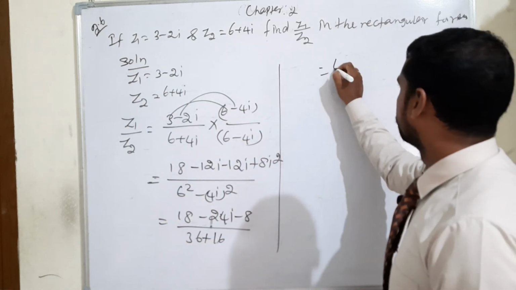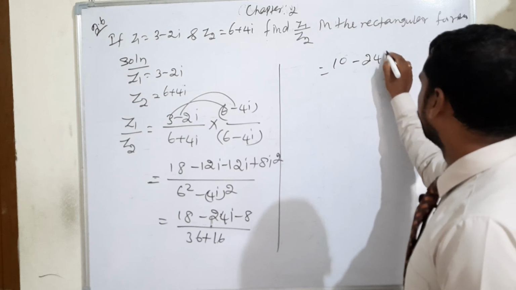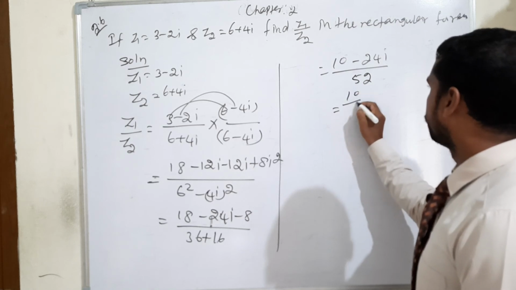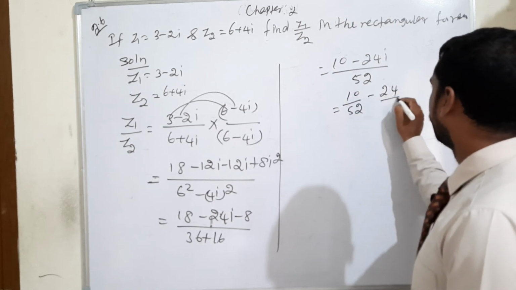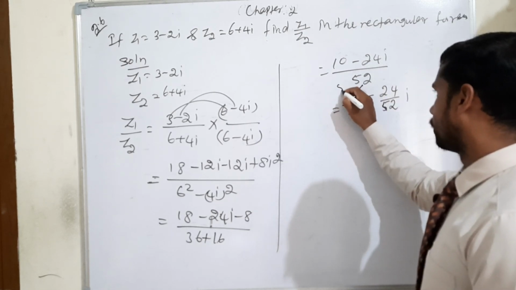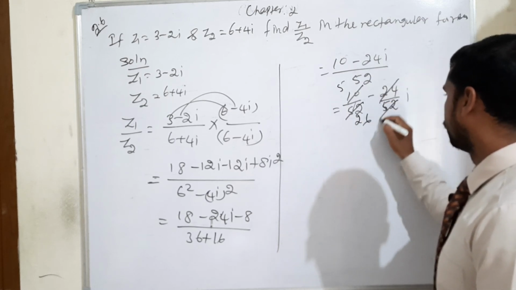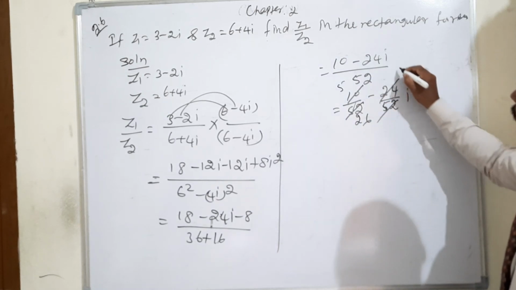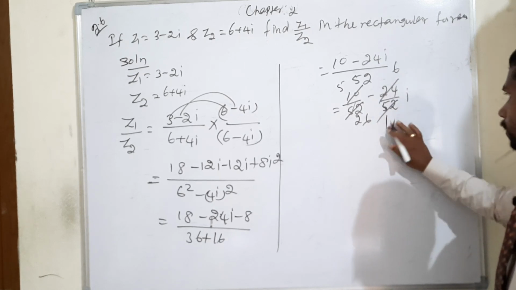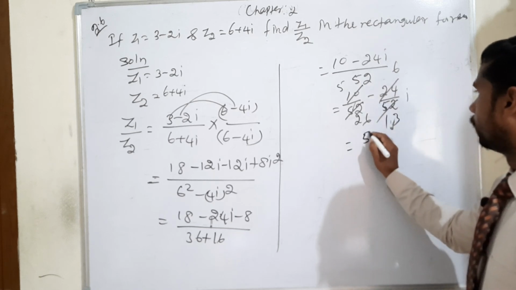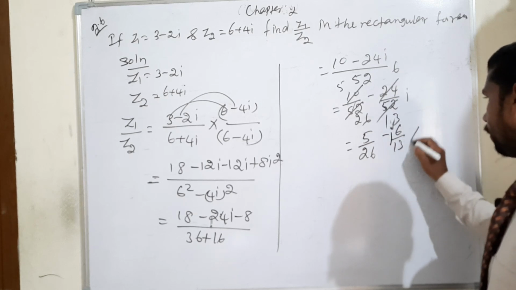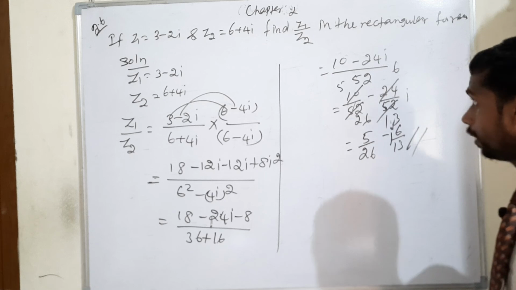Now 18 minus 8 is 10, minus 24i, divided by 36 plus 16, which is equal to 52. Separating, it is 10 by 52 minus 24 by 52i. Again 10 by 52: 5 times 26 is 52. For the second part, 24 by 52: 6 fours are 24, and 13 fours are 52. Therefore the answer is 5 divided by 26 minus 6 divided by 13i. Final answer. Okay. This is our final term.